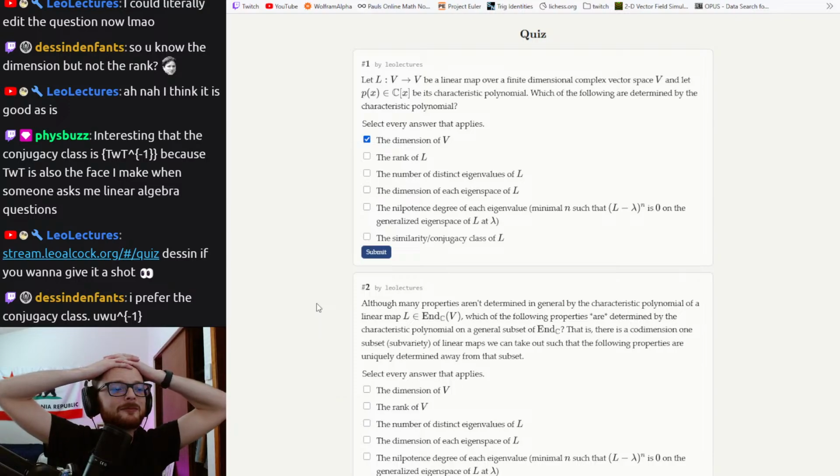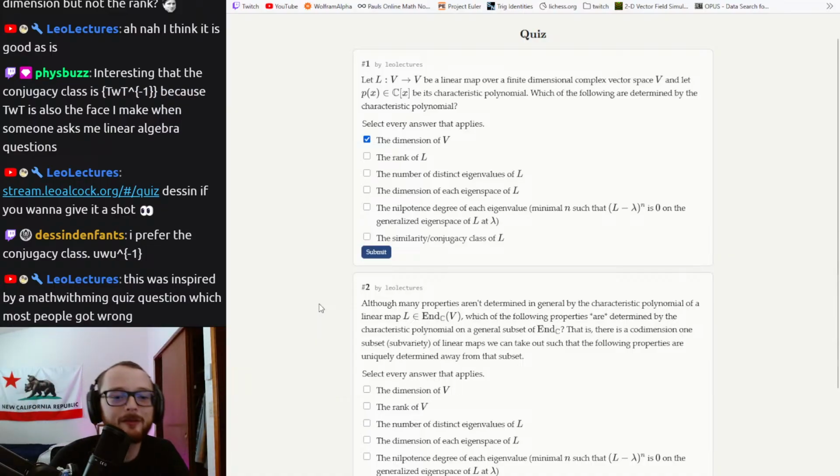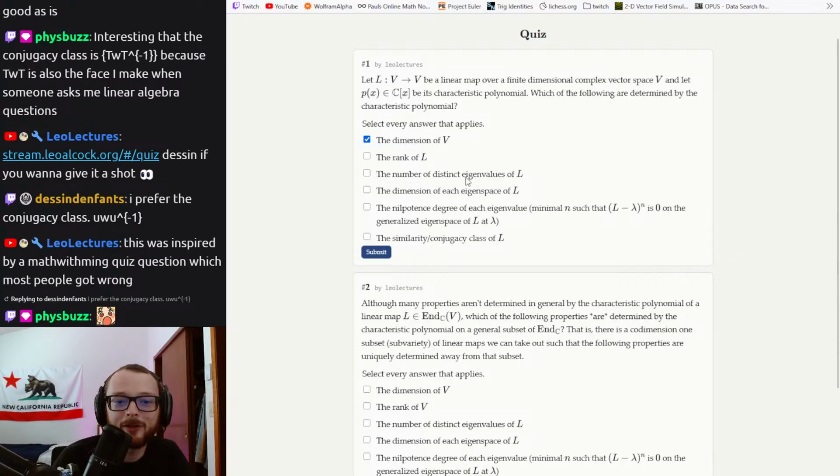Uwu? Math with Ming quiz question, which most people got wrong. Okay. I don't know. Let's look at the other options. I'm kind of torn on the rank of L. Number of distinct eigenvalues of L. Well, that seems like a gimme. The dimension of each eigenspace of L. No.